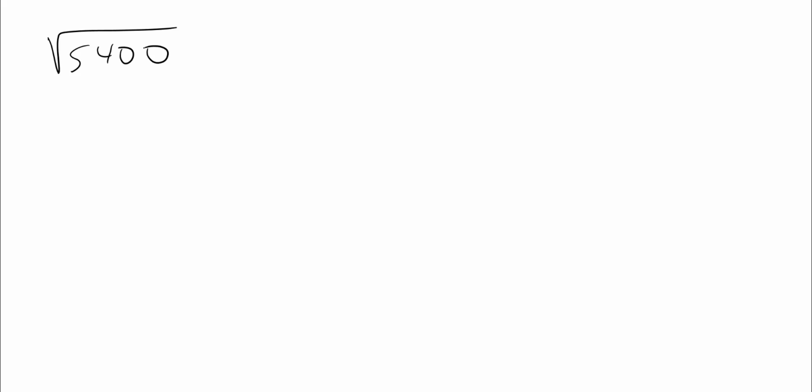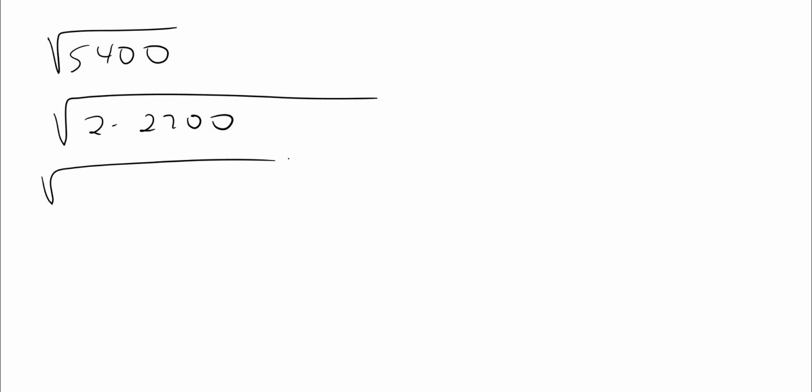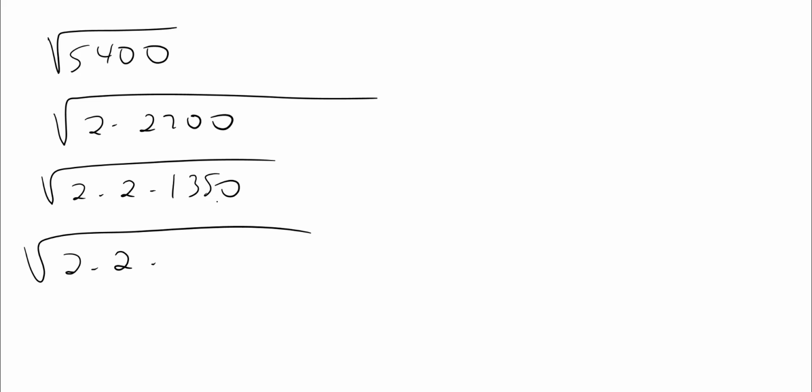So this is what I'm going to do. I'm going to start dividing by 2. All right. I have my calculator next to me. I'm using my calculator. So divided by 2, 2700. So 2 times 2700. Okay. I'm going to divide that by 2 again. 1350. So 2 times 2 times 1350. I can keep going. 2 times 2 times 1350 divided by 2. 675.